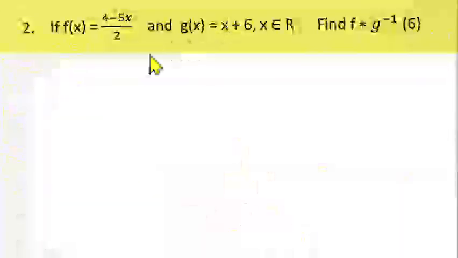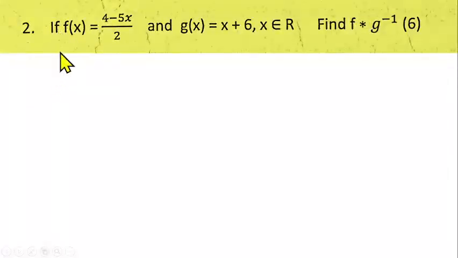Question number 2 is from function. We are given that f of x is equal to (4 minus 5x) over 2, and that g of x is x plus 6, where x belongs to the real numbers. Find f prime of g inverse of 6. So the first thing to do is to simplify our g inverse.